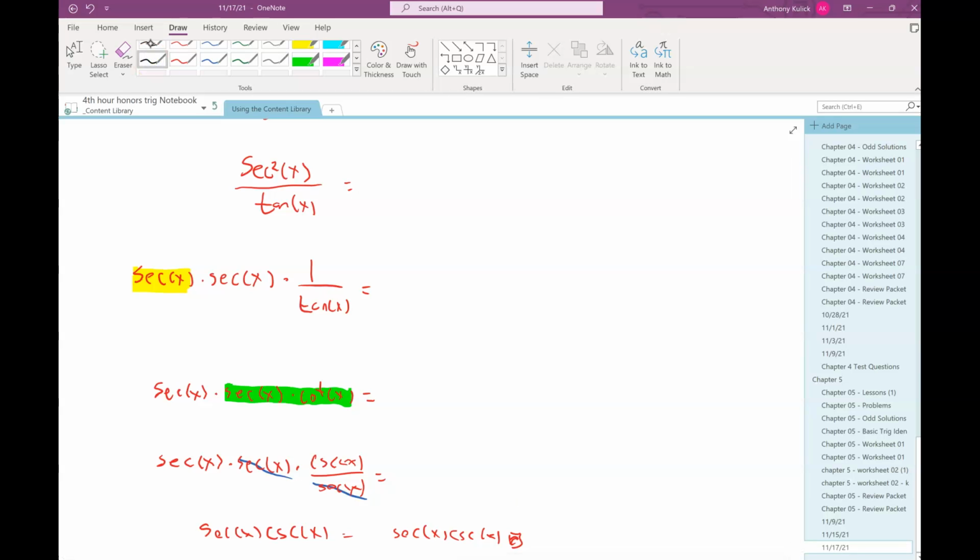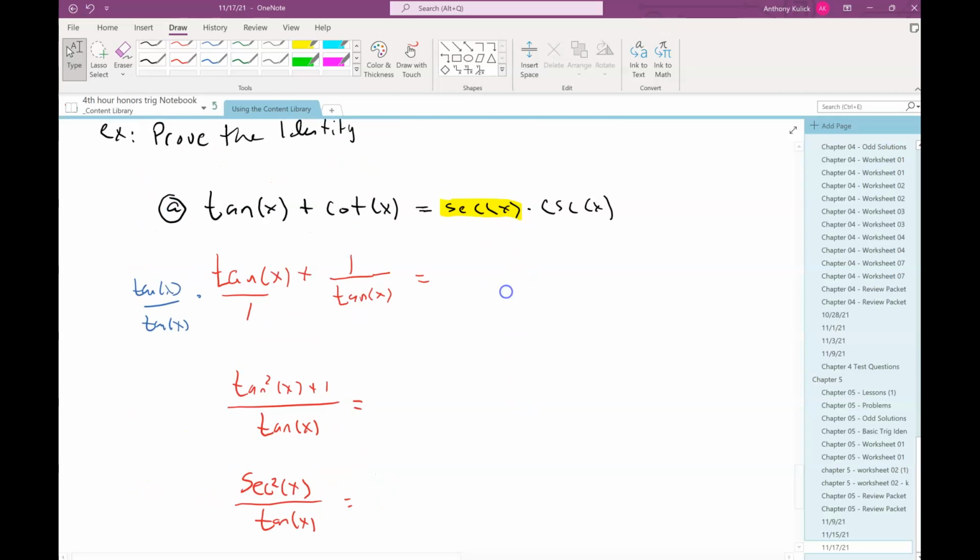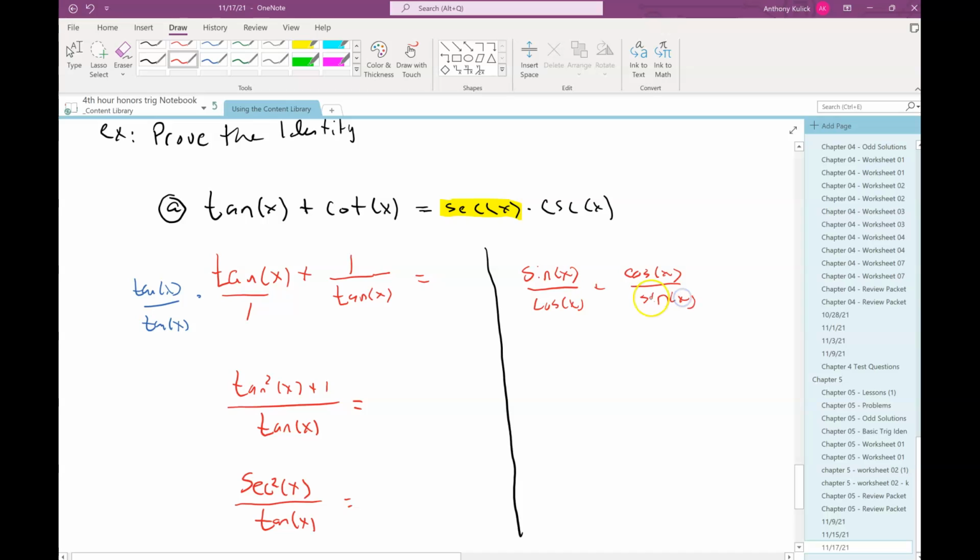Yes, Aiden? Wouldn't it have just been quicker if you went from sine and cosine at the beginning and then found the common denominator from there? Yeah. So let's imagine that we did that. If we just started at the beginning by rewriting everything in terms of sine and cosine, we would have been here, right? We make a common denominator.